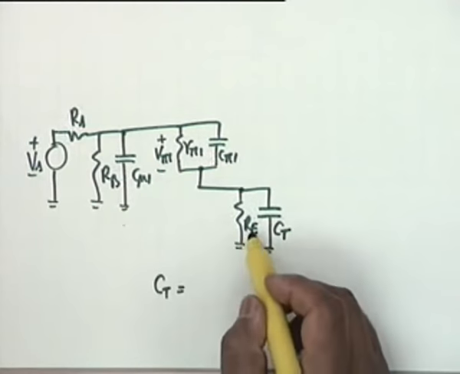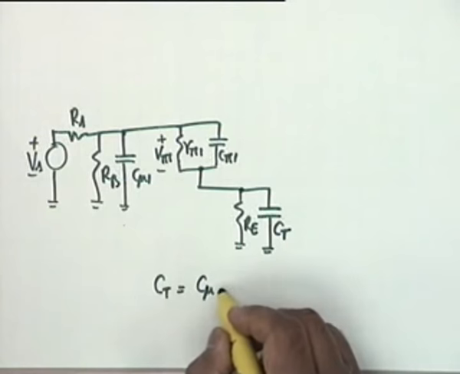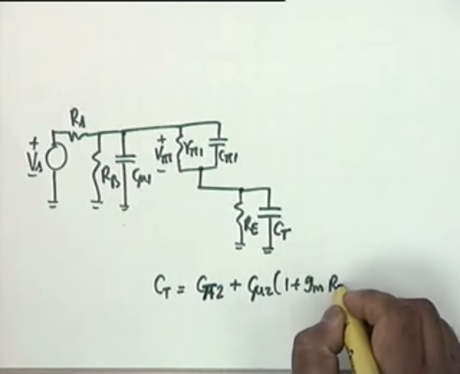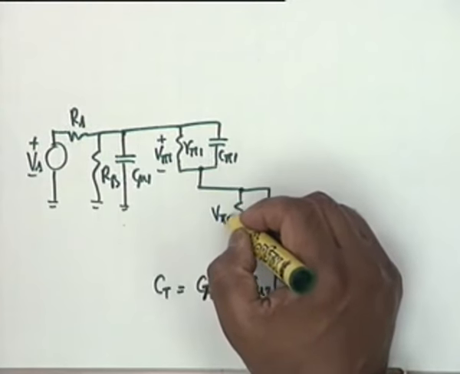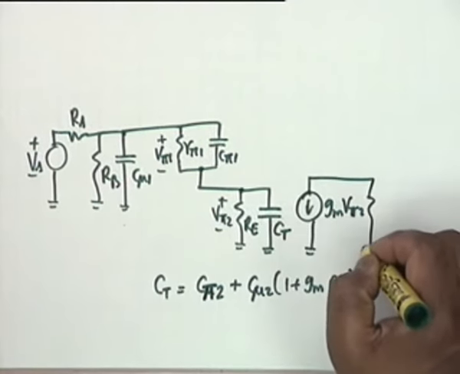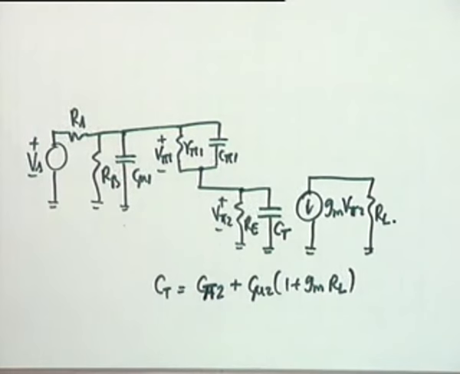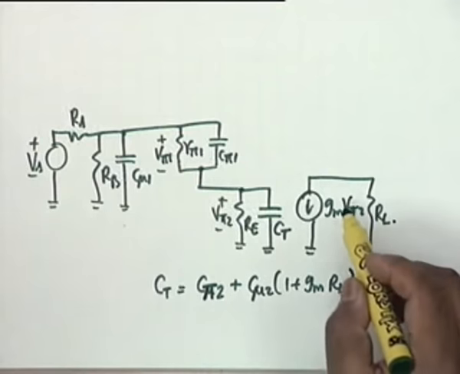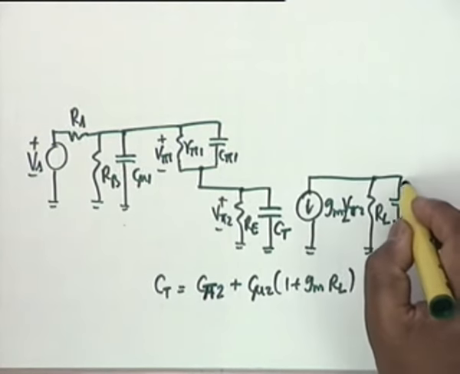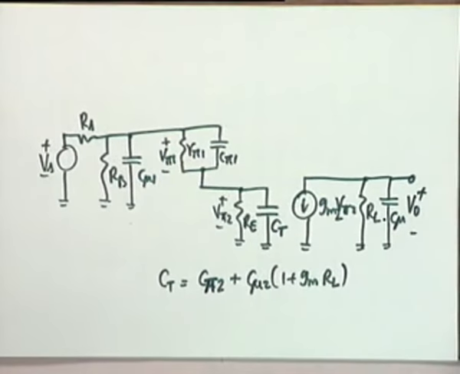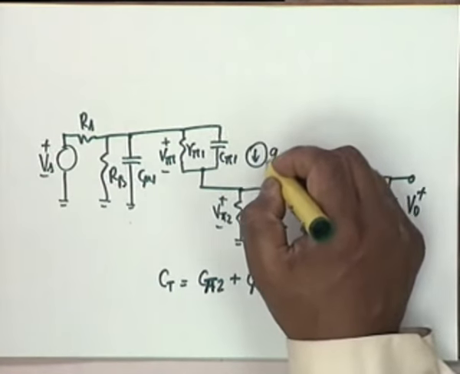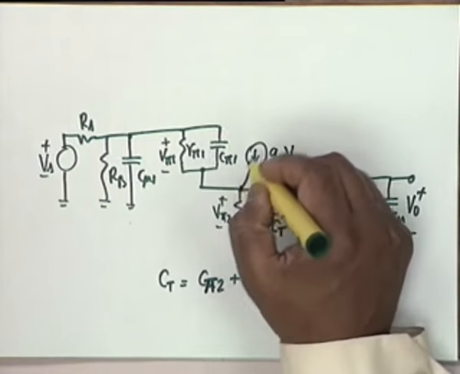what did we do with R pi 2? R pi 2 is combined with Re1. Okay. Ct is C mu, I beg your pardon, C pi 2 plus C mu 2 1 plus GMRL. Okay. This is V pi 2, and then you have the GM V pi 2, then an RL. GM2. C mu. Oh yes, okay. There is a C mu. And this goes to V0. Anything else that you have missed? GM1 V pi 1, yes, that current source must come here. GM1 V pi 1. This goes to ground.